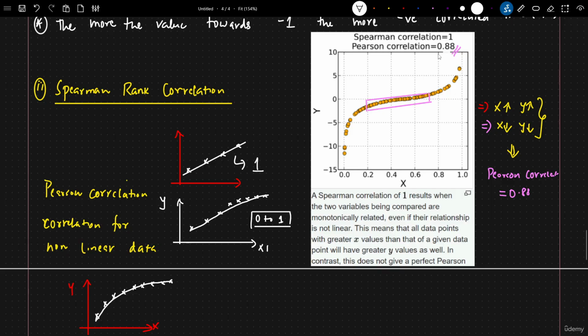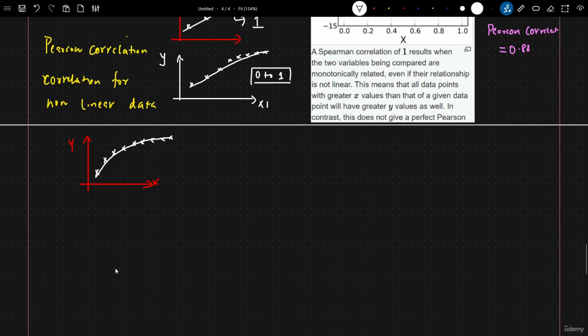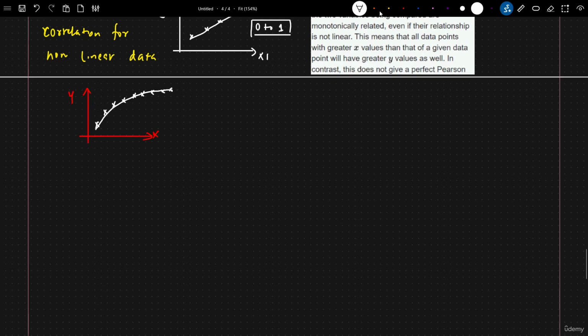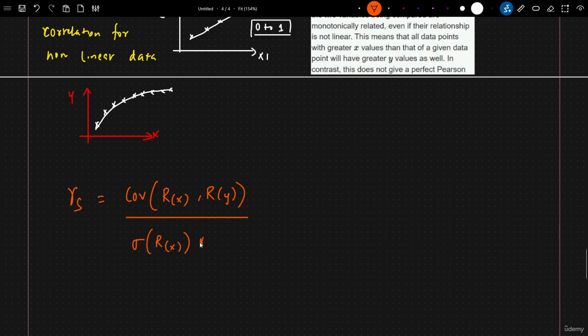And this is what Spearman correlation actually does. This disadvantage is basically solved by Spearman rank correlation. What is the formula for calculating the Spearman rank correlation? It is nothing but r_s. Here, instead of calculating the covariance of X and Y, we calculate the covariance of rank of X and rank of Y. And this will be divided by the standard deviation of rank of X, multiplied by the standard deviation of rank of Y.